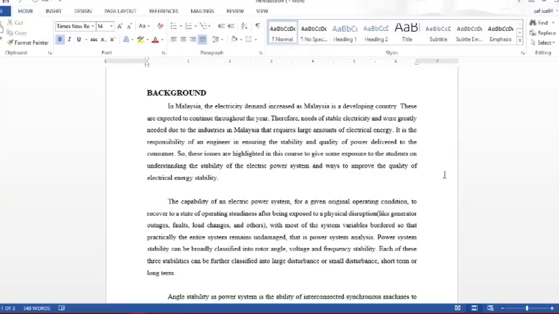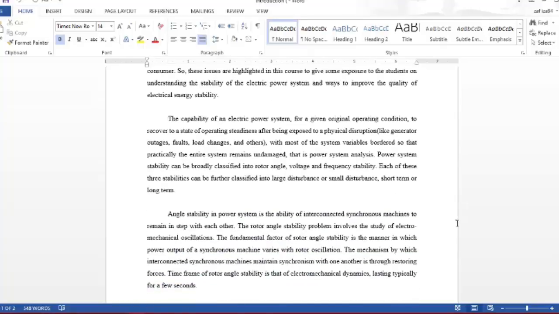Okay, for the background of the project. In Malaysia, the electricity demand is increasing, especially as it is a developing country. This is expected to continue throughout the years. Therefore, stable electricity is greatly needed due to the industries in Malaysia that require a large amount of electrical energy. It is the responsibility of an engineer to ensure the stability and quality of the power delivered to the consumer. So, these issues are highlighted in this course to give some exposure to the students on understanding the stability of the electric power system and ways to improve the quality of electrical energy stability.